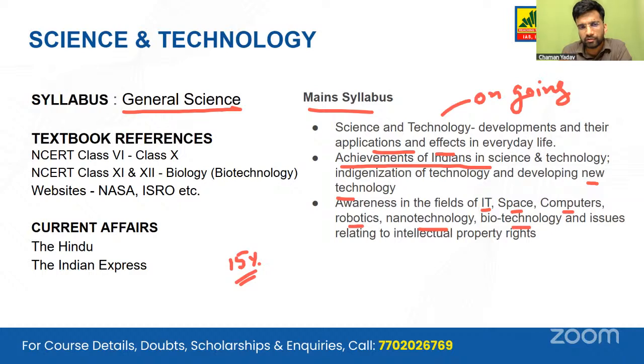We have some textbook references. We have science from class 6 to 10. It will give a broader general understanding of general science and cover the general science syllabus. One or two questions are asked every year from this particular domain, as we will see when we look at the questions. And there are important websites.